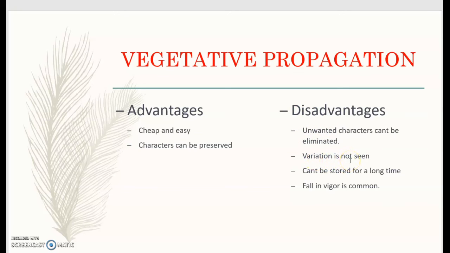What is variation? In last class I taught you about that variation. When there is a combination of two different characters, we can expect a new character in an organism. But as this kind of propagation is from one single parent, you can't expect variation there. It would be the exact copy of the parent organism. So you can't see variation.